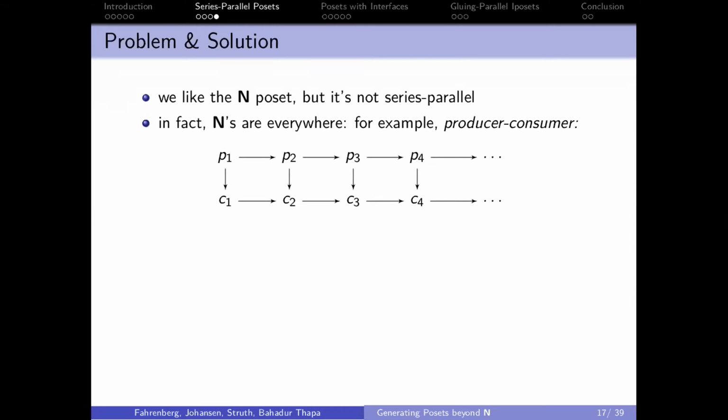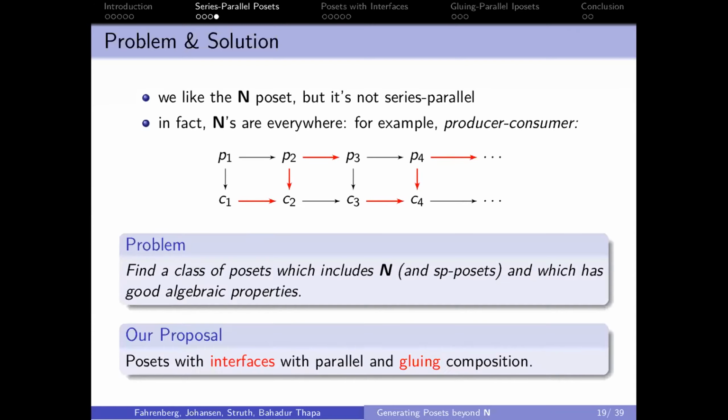So on the top, you have a number of production events, which are ordered by precedence. On the bottom, you have a number of consumption events, which are again ordered. But then also any consumption can only start once the corresponding production has finished. So this is why this thing looks like this. And now if you look carefully, you will see that it's full of N's. So this example is not series parallel. It does not exist as a series parallel pomset.